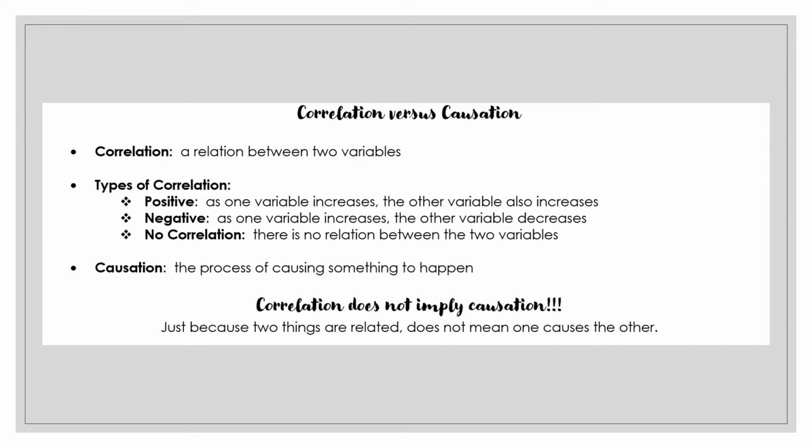Now, causation is when something causes something to happen, and that is really hard to establish. Just because two things are correlated does not mean that there is causation. So you have to look at the scenarios individually to decide if causation does exist.